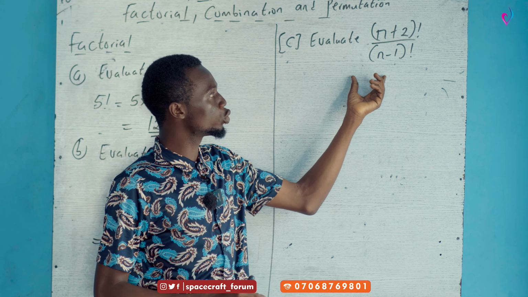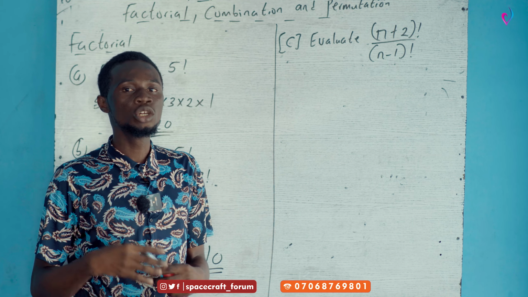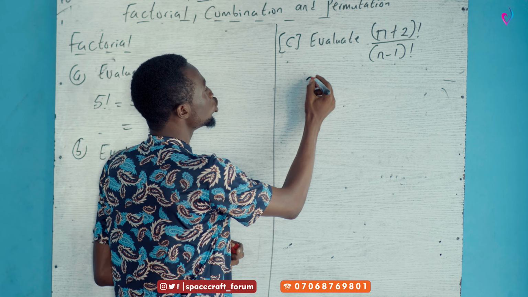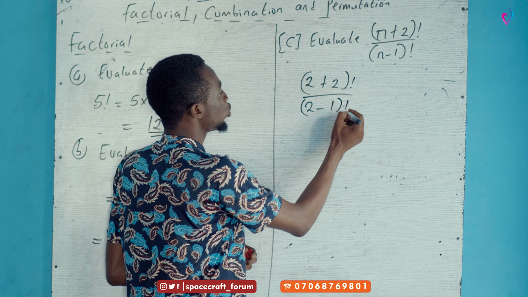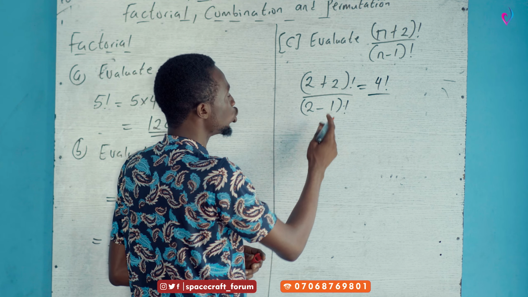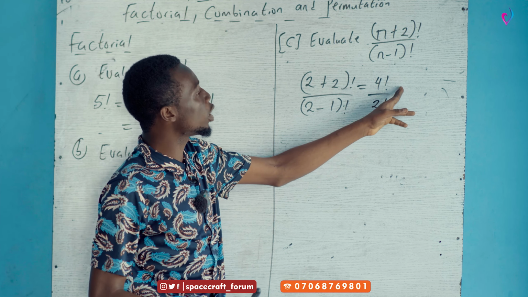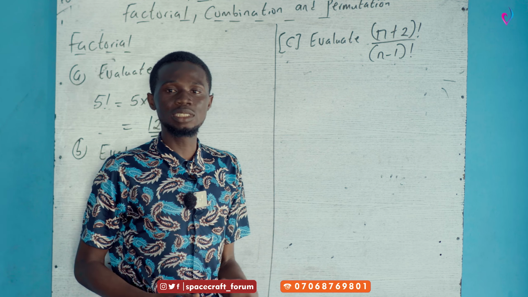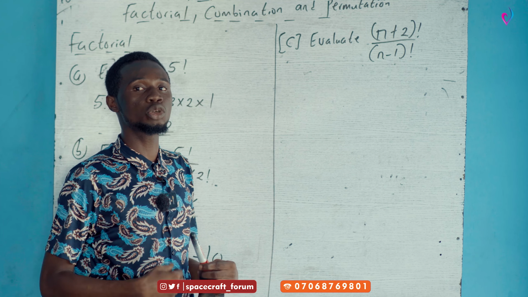Mind you, anytime you want to work with this question, you have to reduce the largest factorial to the smallest factorial. So let's assume that n is equal to 2. Automatically, I'm having 2 plus 2 factorial divided by 2 minus 1 factorial. 2 plus 2 is equal to 4 factorial divided by 2 minus 1 is equal to 1 factorial. You can see that the upper part is the largest factorial. We are going to reduce the upper part to the smallest factorial. For you to reduce it, you have to be subtracting 1 from the upper part. You know the upper part is the largest factorial. You are going to be subtracting 1 from it.